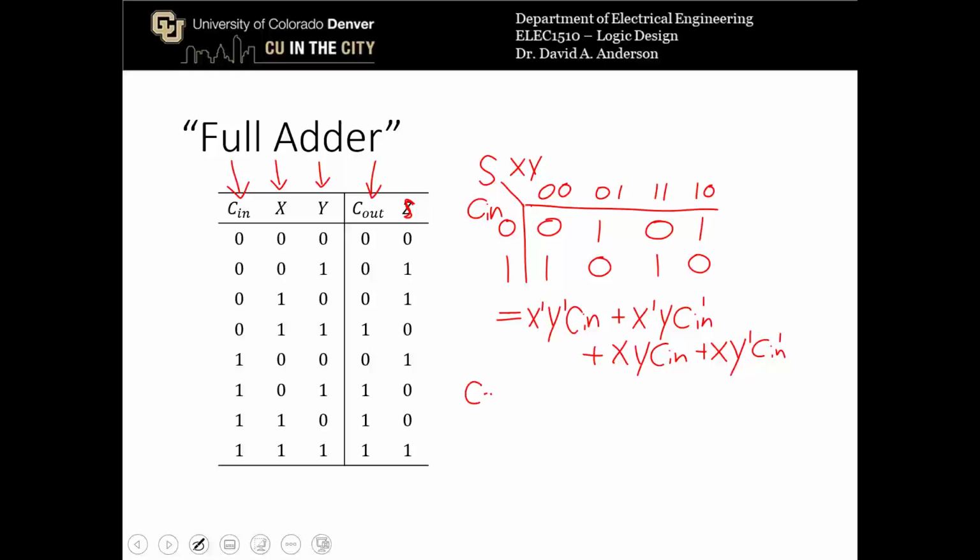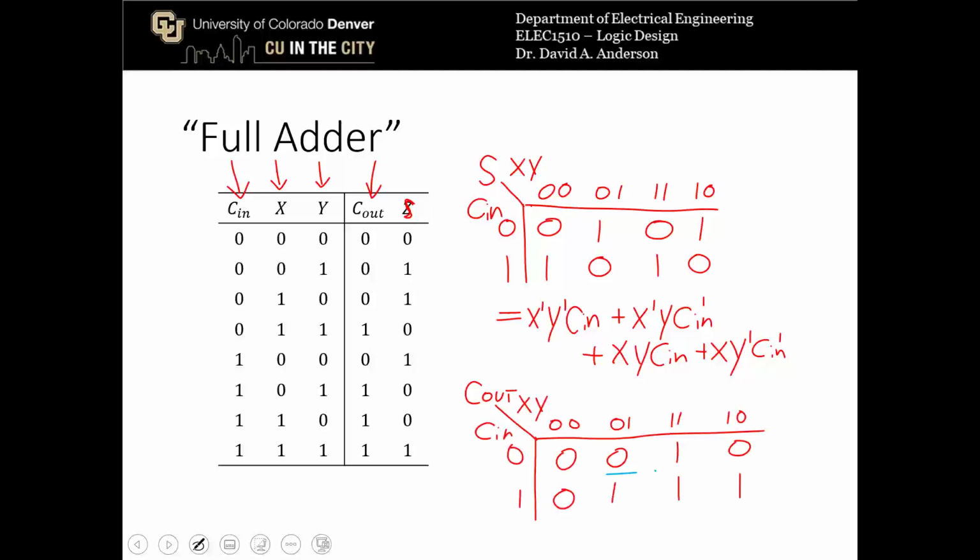The carry out bit gets optimized in the following way, and we will produce the function by circling groups of ones, equal to xy or y carry in or x carry in.